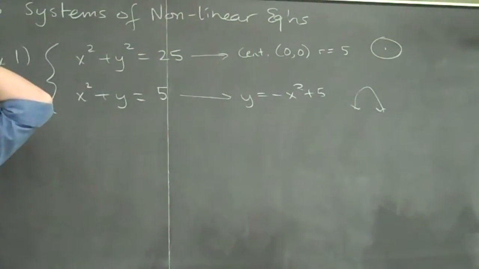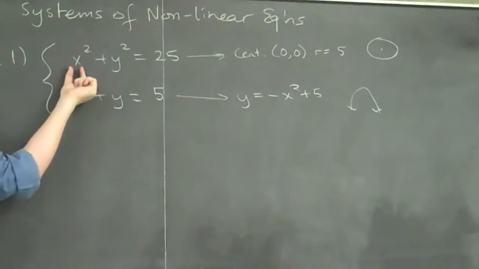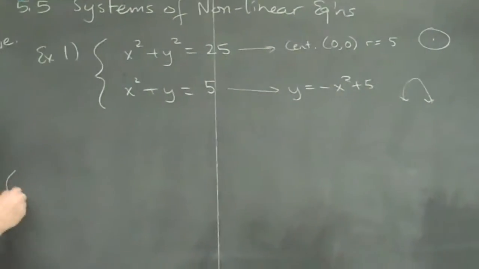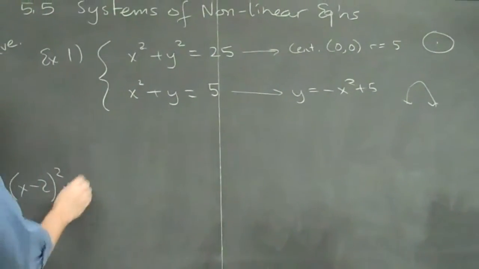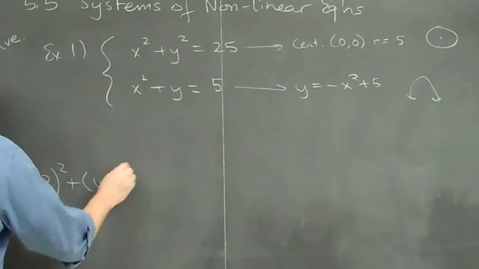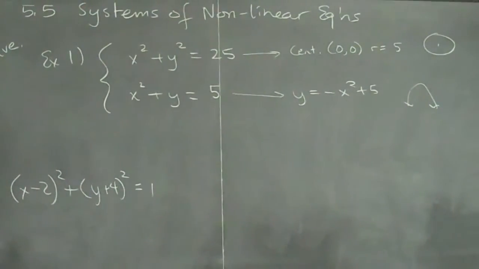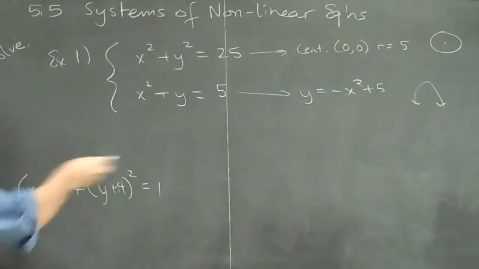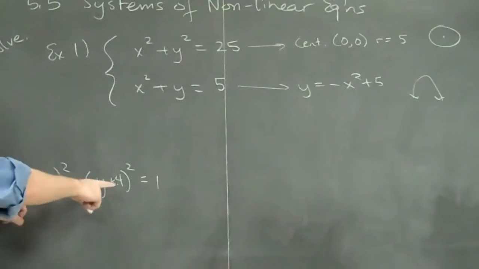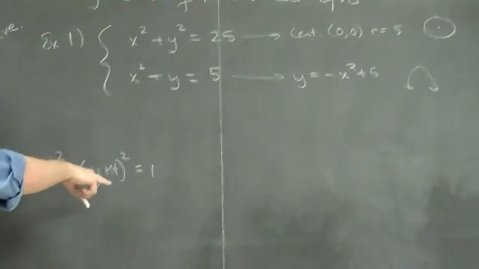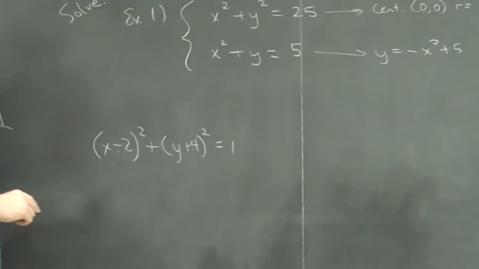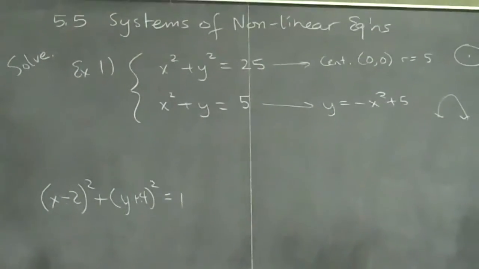The center is 0, 0 because there's no number in here, versus if I had x minus 2 squared plus y plus 4 squared equals, let's say, 1. Then the center's at positive 2, negative 4, and the radius is 1. But if I'm not adding or subtracting anything from the x or the y, then it's going to be understood at 0.